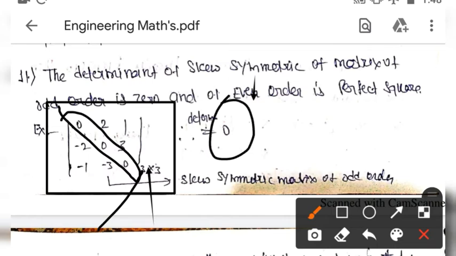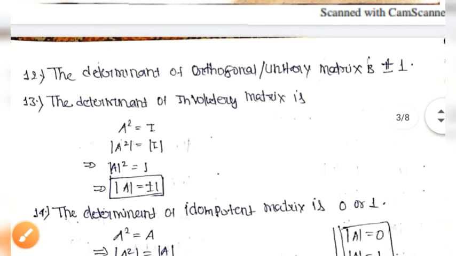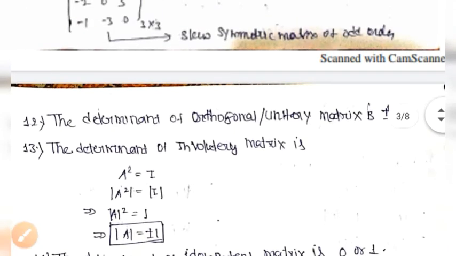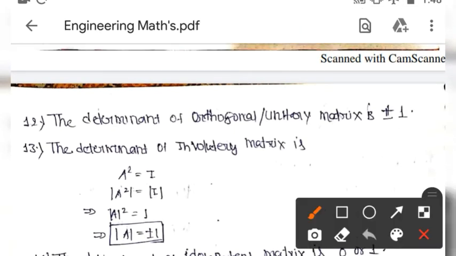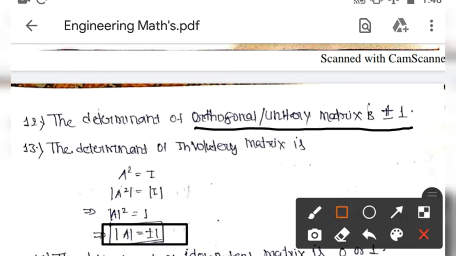Okay, by property we can write directly. The 12th property is that the determinant of an orthogonal and unitary matrix is either +1 or -1. Again, the determinant of an involutory matrix is +1 or -1. What is an involutory matrix? We have discussed it in the last video.